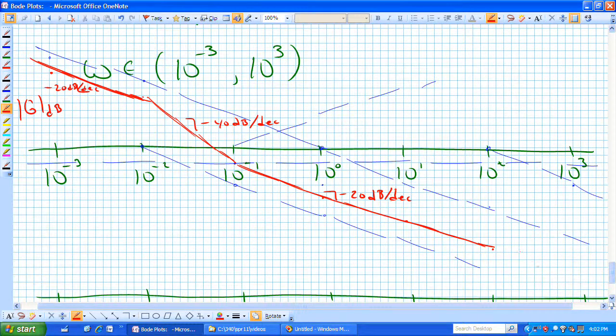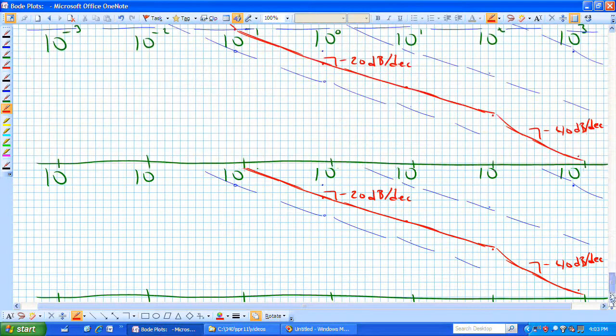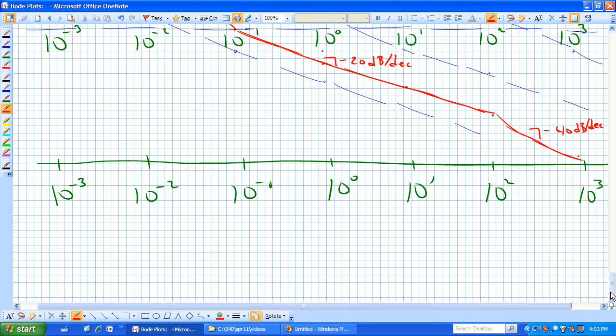And finally, I now am sloping more. I was at -66, if I remember right. Now I need to go down 40 dB from that point, so I should be at -106 dB, and my slope now is -40 dB per decade. Obviously, you can be a little bit more accurate when you're doing this in a more calm and relaxed environment. Let's now look at our phase.